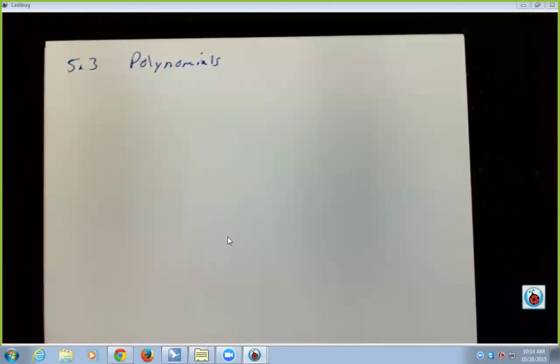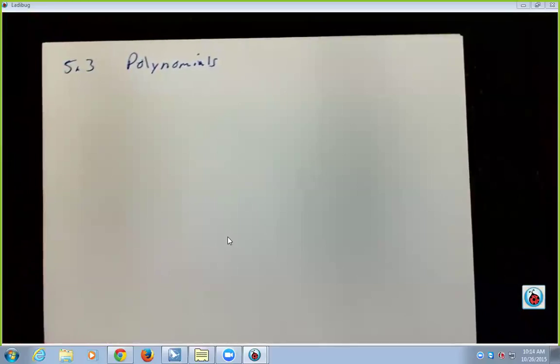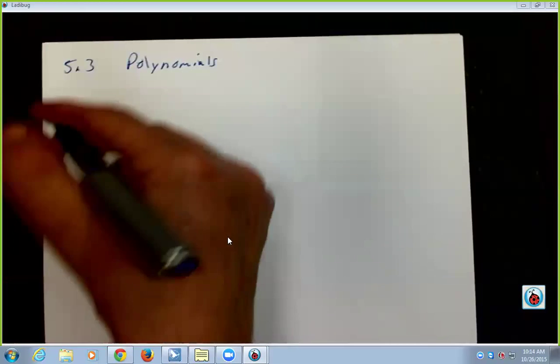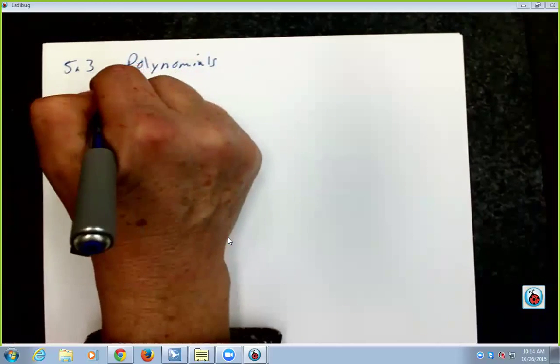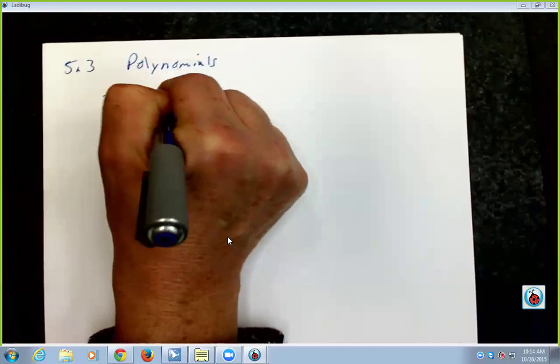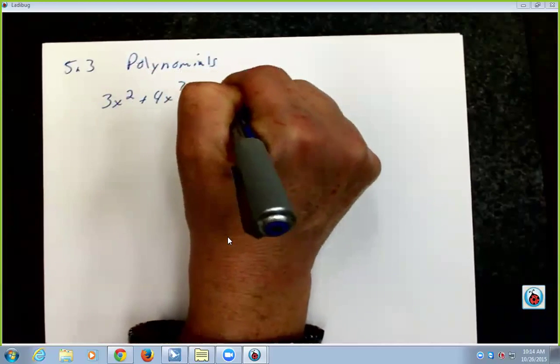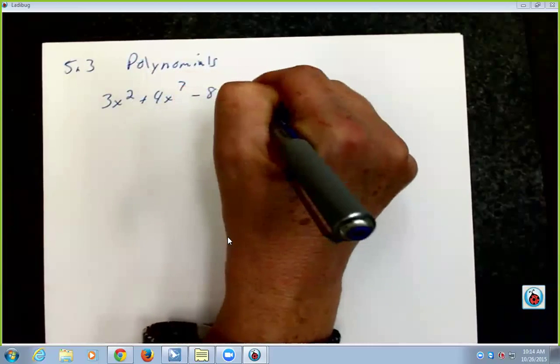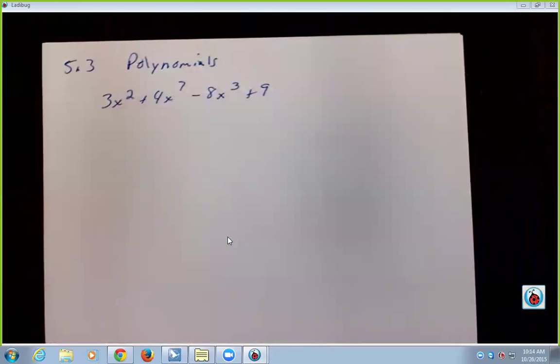And with polynomials, we've had them since chapter 1, actually. And we had never given them any kinds of connections or any kind of names or any kind of meaning to what they were. They were just a group of terms that we had. So one might be 3x squared plus 4x to the 7th minus 8x to the 3rd plus 9. Maybe that's what we have.